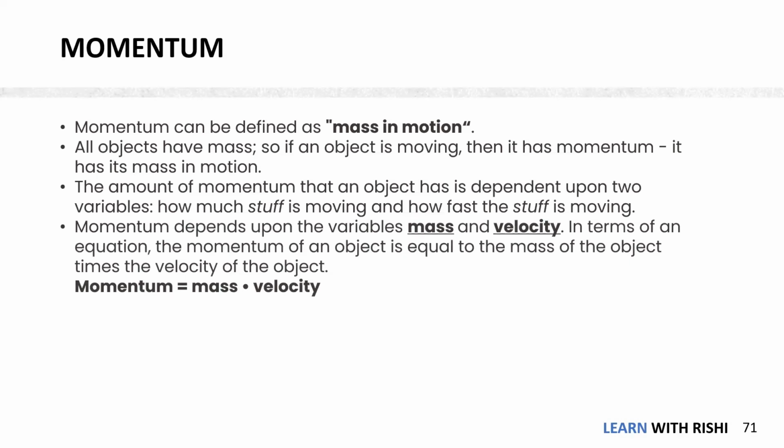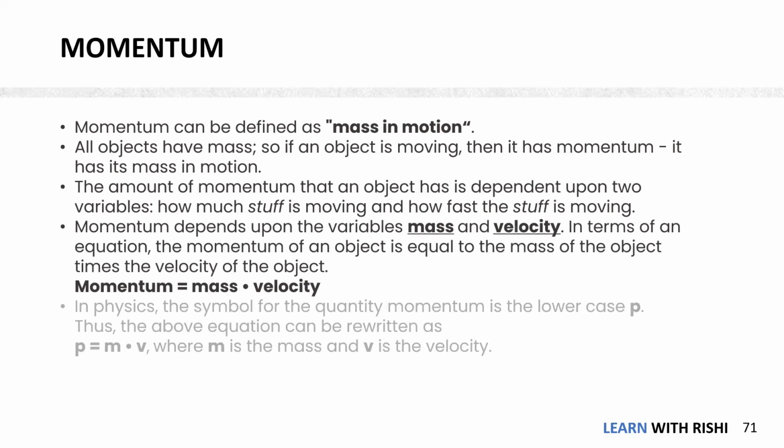Every object has mass, and if the object is moving with a certain velocity, we term it as mass in motion, and that is nothing but momentum. And the product of mass of the object and the velocity with which it is moving is nothing but momentum. In physics, the symbol for the quantity momentum is lowercase p. Thus, the above equation can be written as p is equal to m into v, where m is the mass and v is the velocity of the object.